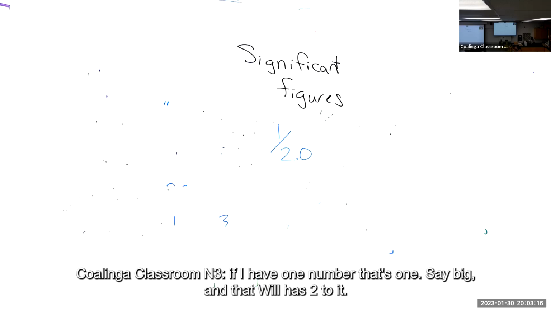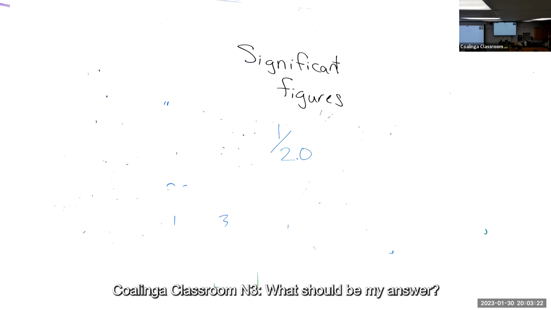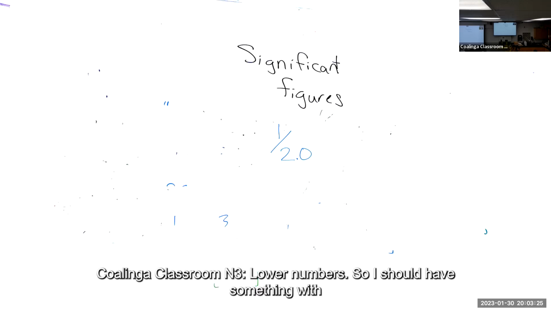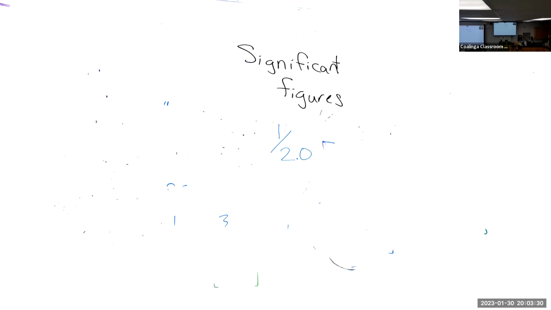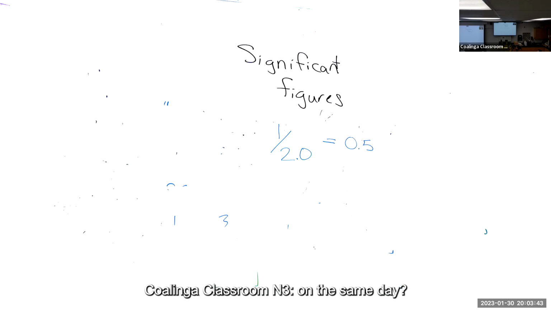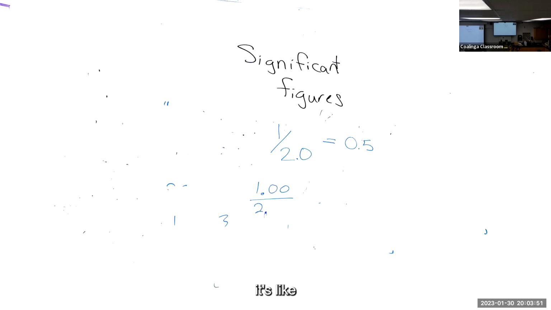So then if I have one number that has 1 sig fig and the other one has 2 sig figs, what should be my answer? Lower number, so I should have something with 1 sig fig, okay? So then my answer would be 0.5. How many sig figs is this? 1 sig fig. Okay, so let's say if I had 1.00 divided by 2.00. It still be 0.1.